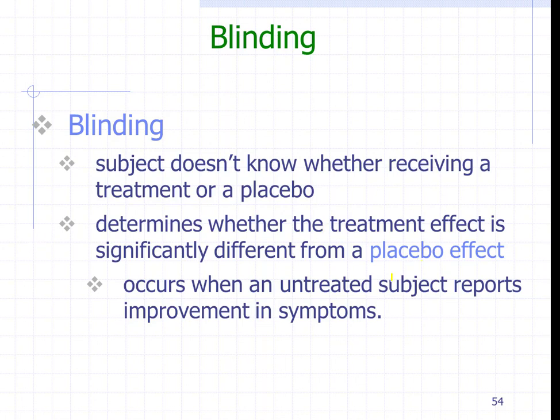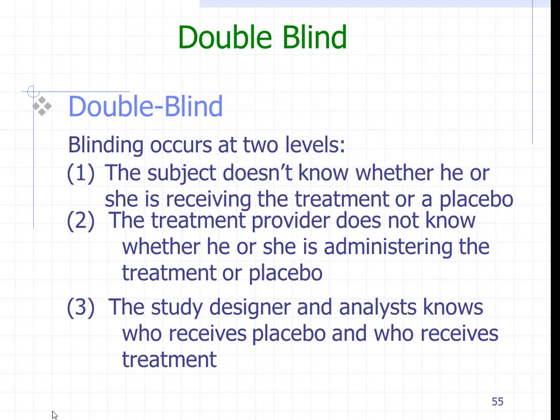Now, they have to be careful of the placebo effect. That just means that sometimes when people are given something, a shot, they think they got something, so they want to feel better. Now, a double-blind study means the subject doesn't know whether he or she is receiving the treatment or placebo. That happens almost with everyone. Okay, so that's true.